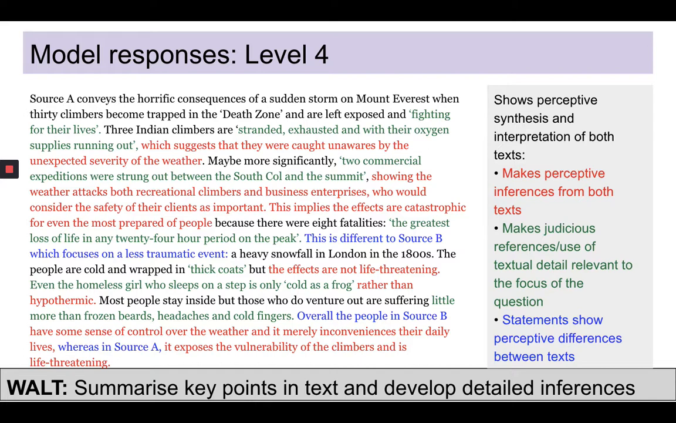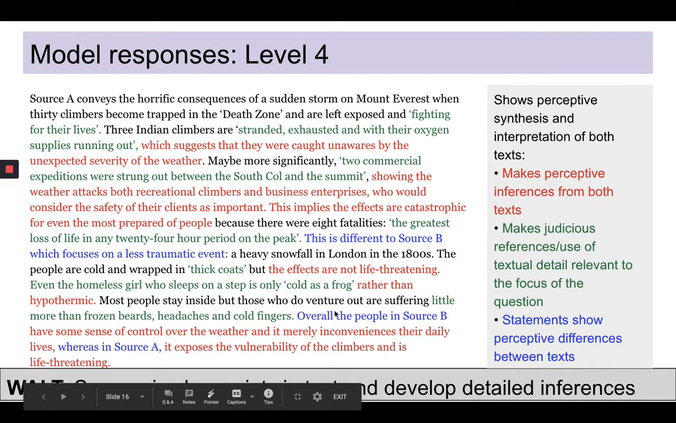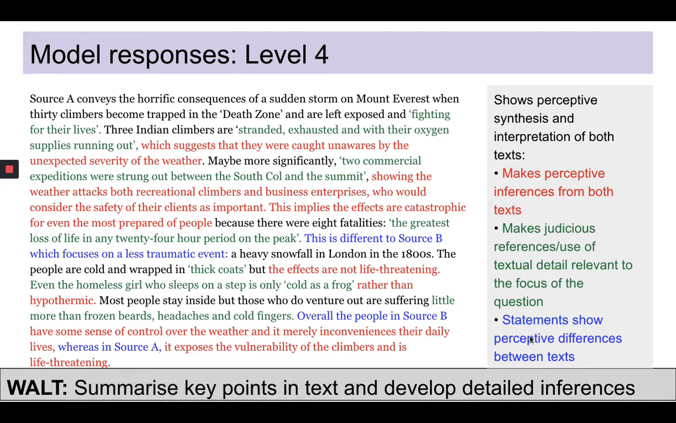Okay, again, I would prefer if there was a comparative sentence at the start of this paragraph. And some of you may have noticed, for instance, down here, "little more than frozen beard, headache, and cold fingers." That is green. It's a textual reference, so it's words directly from the text. It's kind of paraphrased and put into the argument as well, and that is also perfectly acceptable.